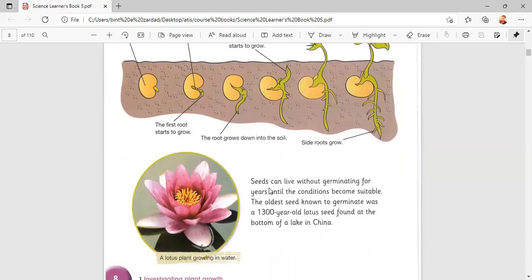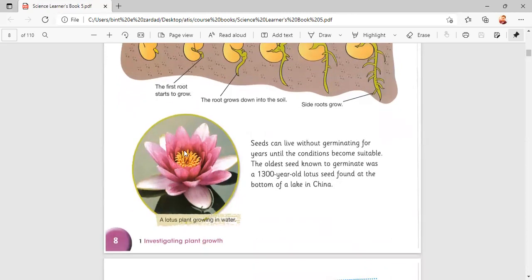A seed can live without germinating for many years, until the conditions become suitable. The oldest seed known to germinate was a 1300-year-old lotus seed found at the bottom of a lake in China. So seeds can live without germination for a long time.